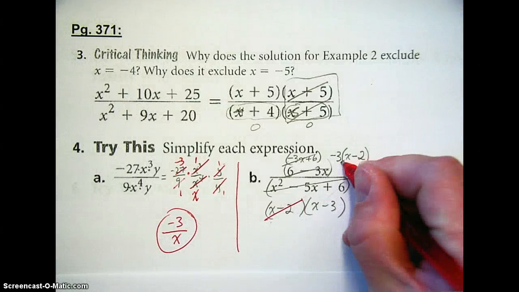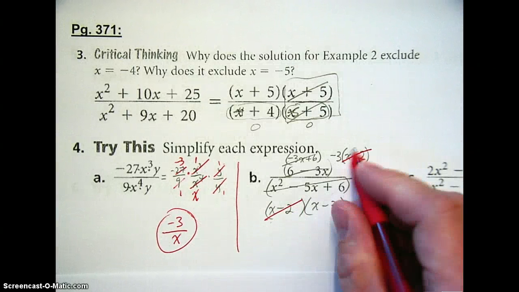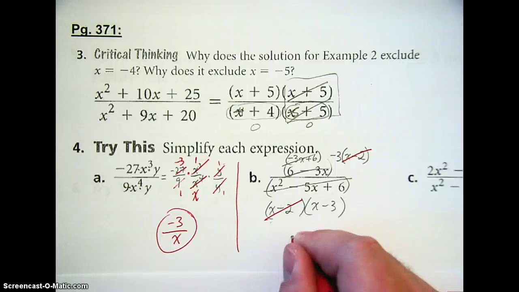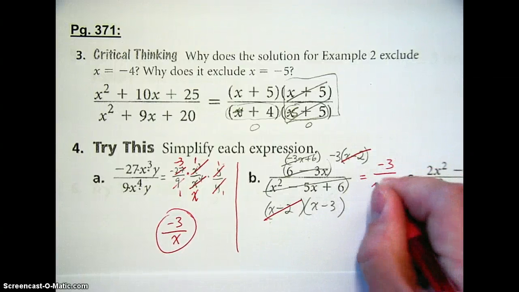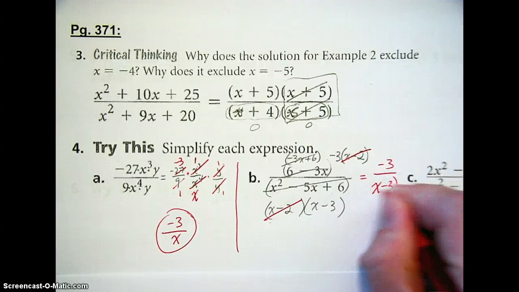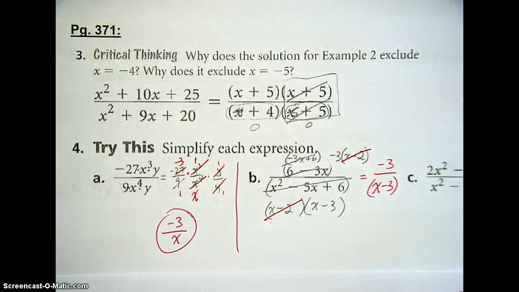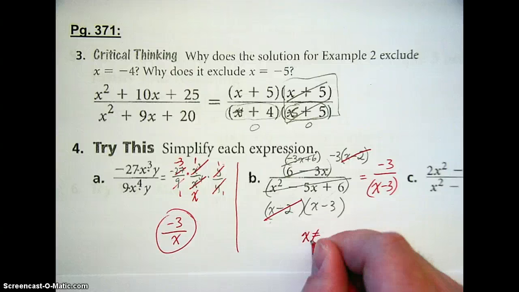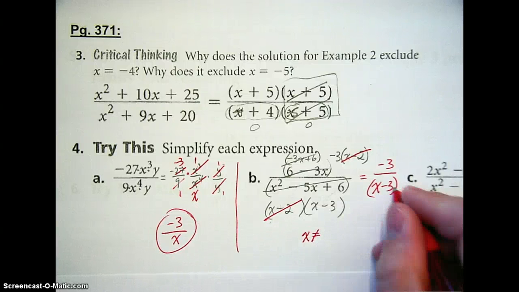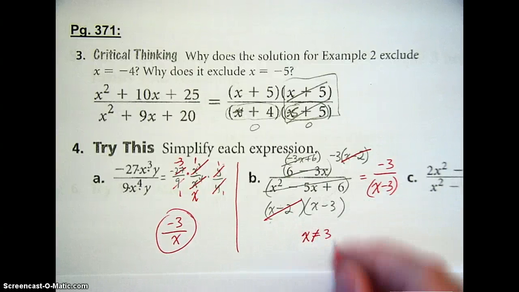Cancel the x minus 2's. So we get what on top? Negative 3. Negative 3 on the bottom. X minus 3. X minus 3. Now, you need to list restrictions here. That means what could x not be? So in this one, x cannot equal 3. What else? Or 2.